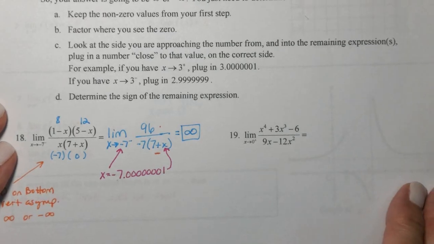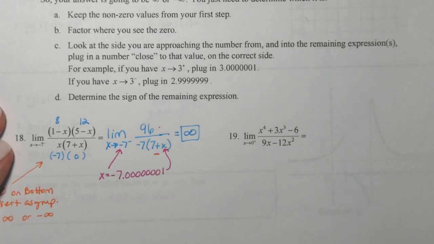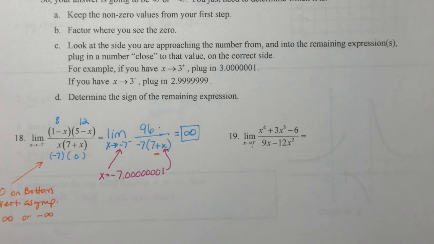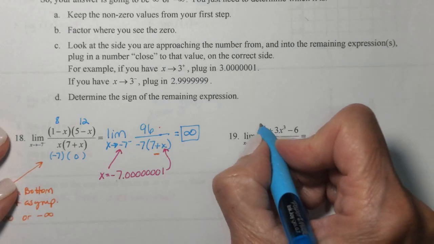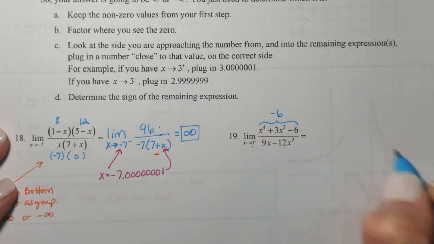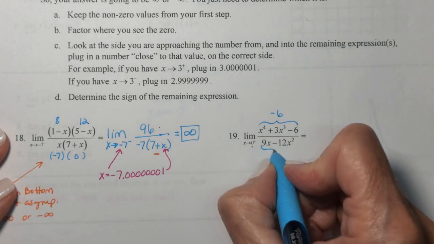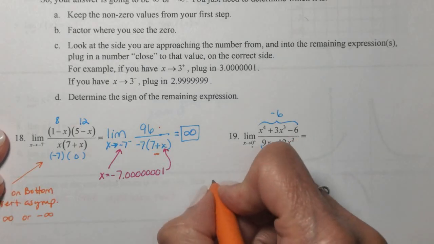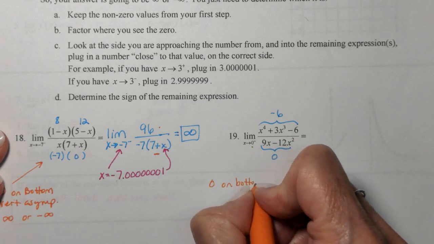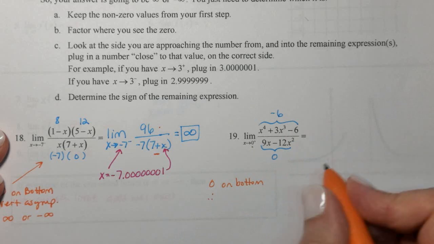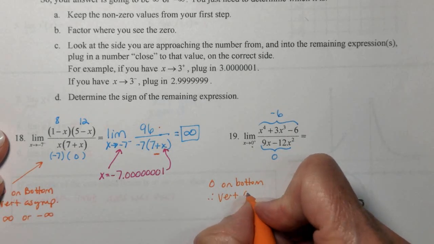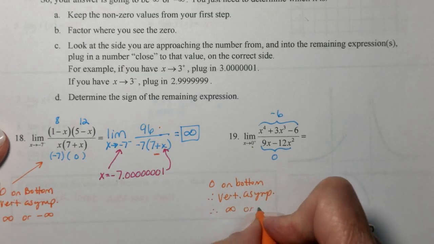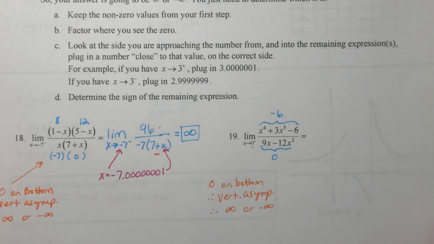Alrighty, number 19. We're approaching 0 from the positive side of 0. Okay, first thing I do, I plug in. Up on top, this is just -6, easy peasy. On the bottom, I get 0. 0 on the bottom, and not on the top. So we have a vertical asymptote. Yeah? Which means my answer is infinity or -infinity. I just need to find out which one.